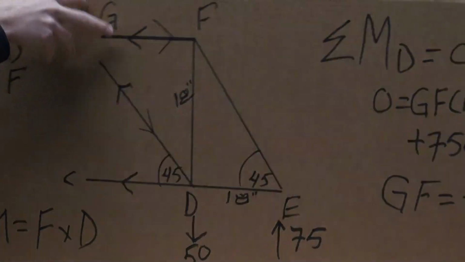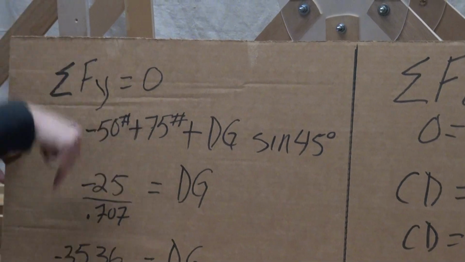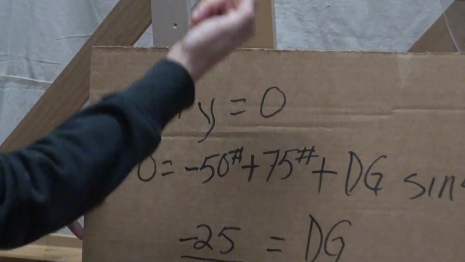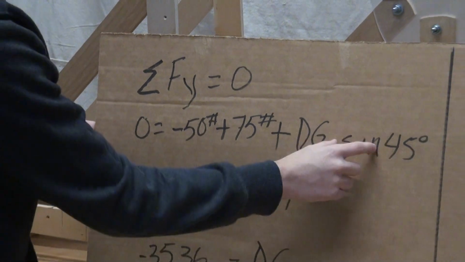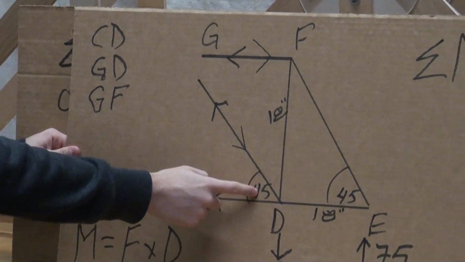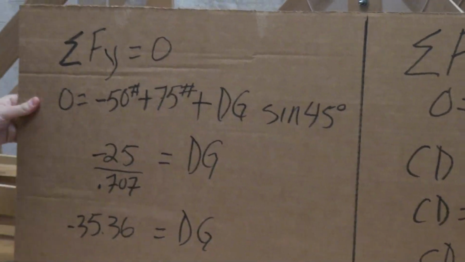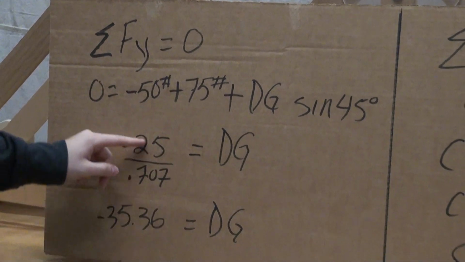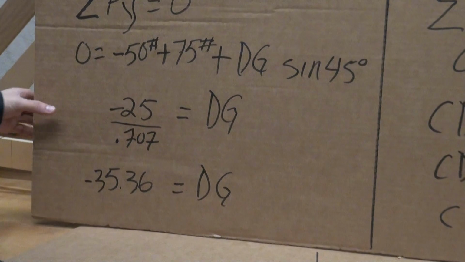Okay, let's slide that away. So we have our negative 50 because it's downwards, and positive 75 because it's upwards. And over here, if you recall from last time, we use sine for the sum of the forces in the y direction. Our angle is 45 degrees, so we take the sine of 45 degrees, plug everything in, and we get negative 35.36 pounds for GD.